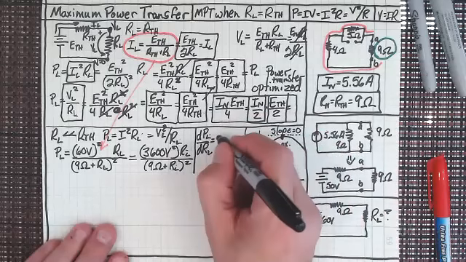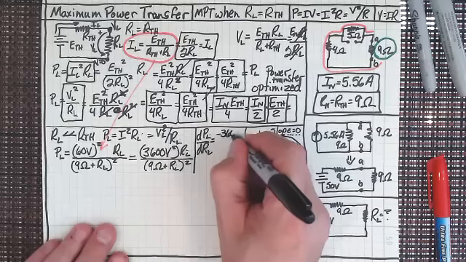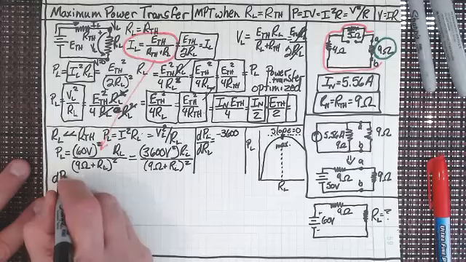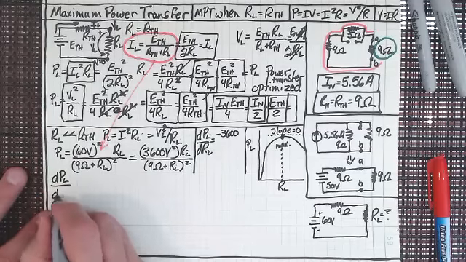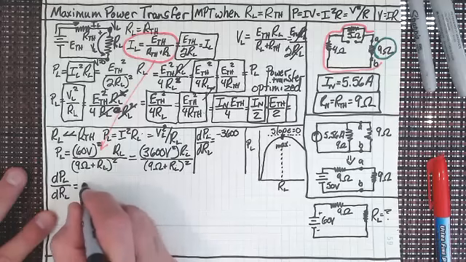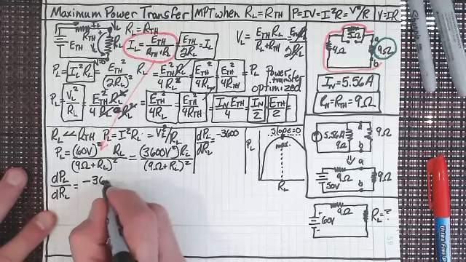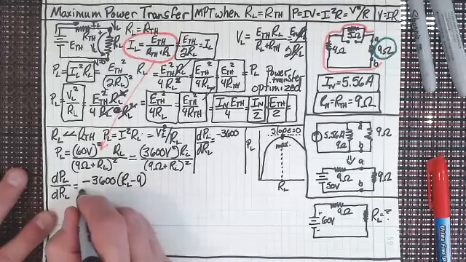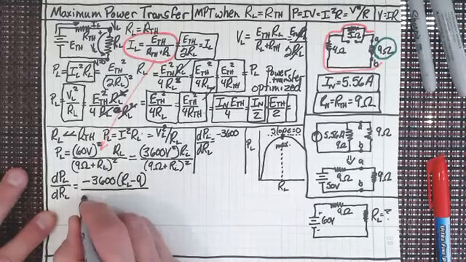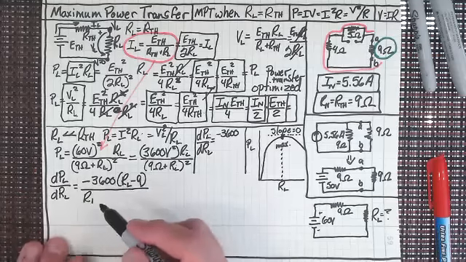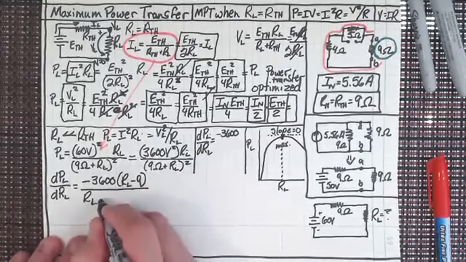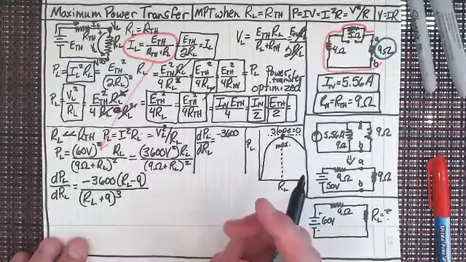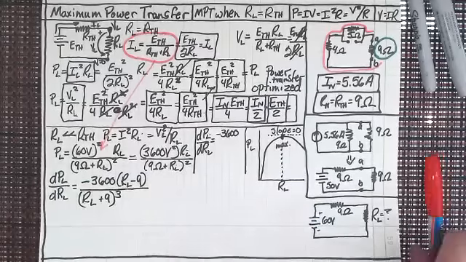Well, I'll tell you. I'm going to get minus 3,600. Well, actually, I better write it down here. So the derivative of P sub L with respect to R sub L is going to give me minus 3,600 times (R sub L minus 9) divided by (R sub L plus 9) cubed. All right? So let's put a box around that too.